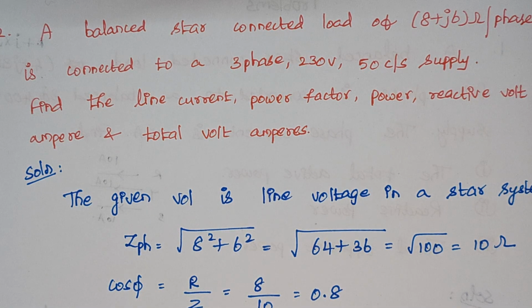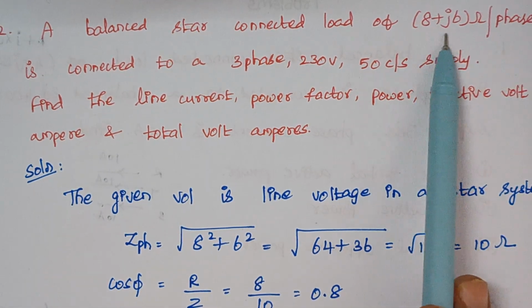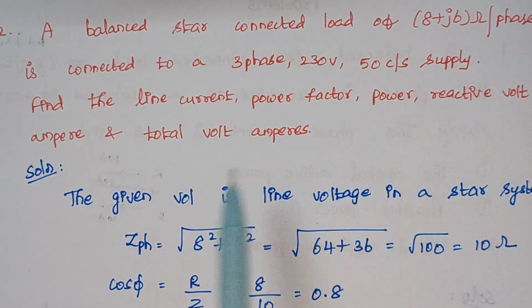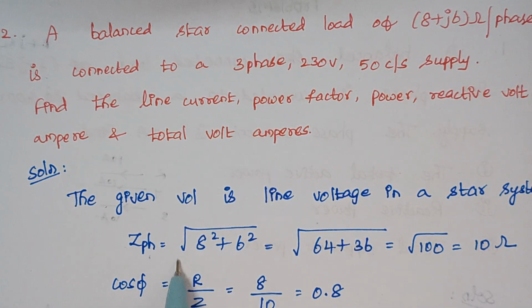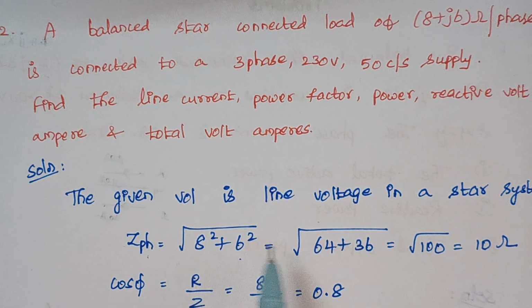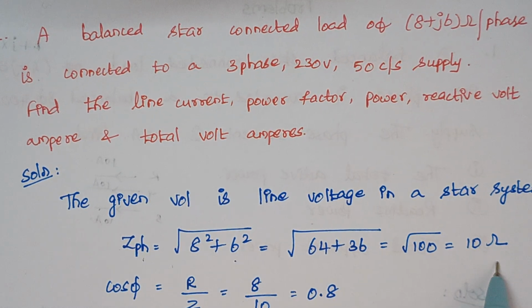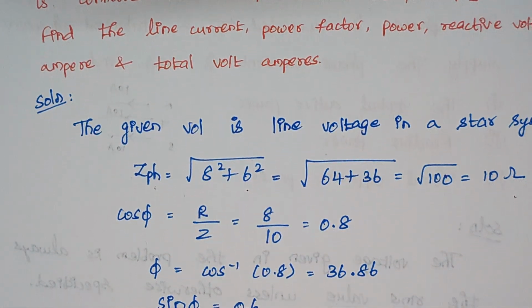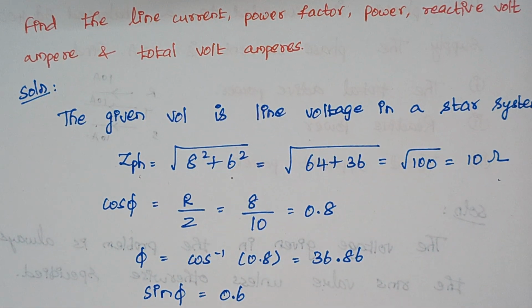So here again it's similar to the previous problem. You see the value of impedance is 8 + j6. So impedance per phase is nothing but square root of 8 square plus 6 square. So just substitute it and the answer is 10 ohm. What is the value of power factor? It is nothing but R by Z.